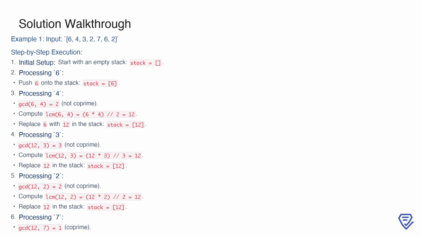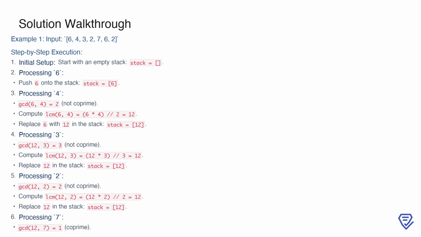Moving forward to 3, the GCD of 12 and 3 is 3, so they are also not coprime. We calculate their LCM, which is 12 * 3 // 3 equals 12, and replace 12 in the stack with the same value, leaving the stack unchanged as 12. When we process 2, the GCD of 12 and 2 is 2, indicating they are not coprime. The LCM is 12 * 2 // 2 equals 12, so we again replace 12 with 12 in the stack, keeping it 12. Finally, we process 7.